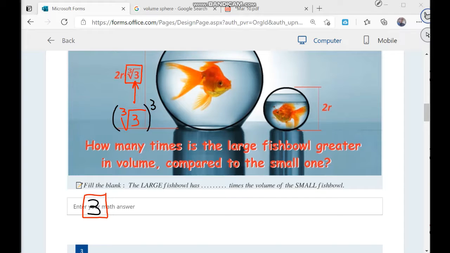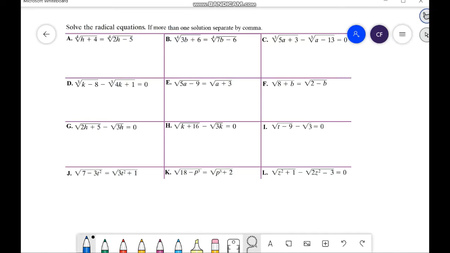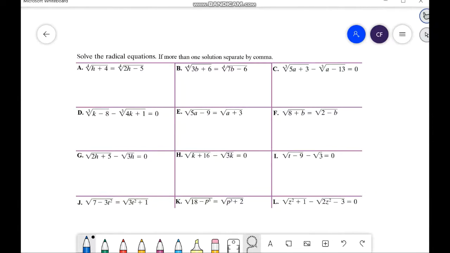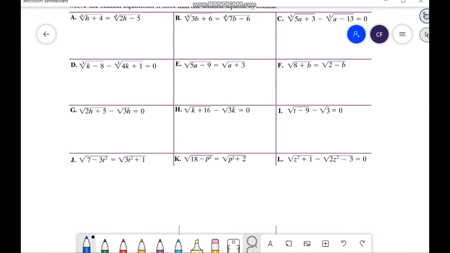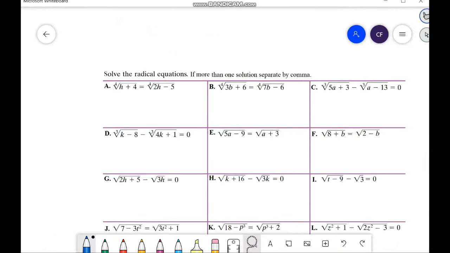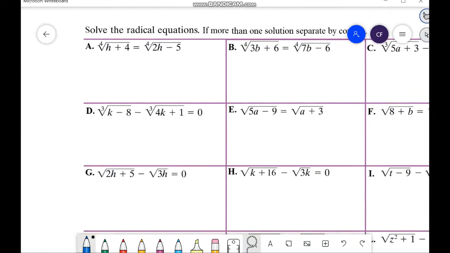All right. Now let's work on our quiz. Solve the radical equations. If more than one solution, separate by comma. And the only questions that might have more than one solution are the last ones, J, K, and L. Okay? All the other ones just have one solution.